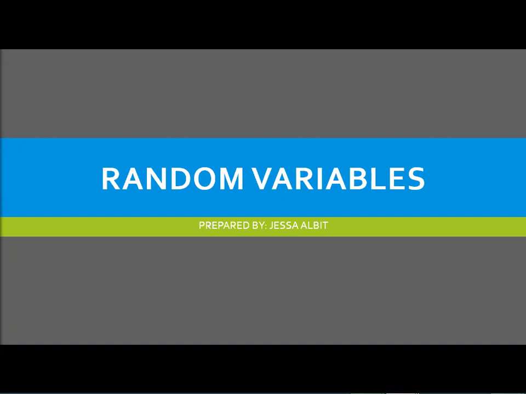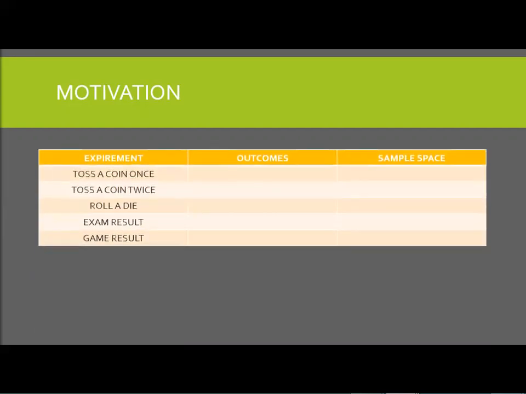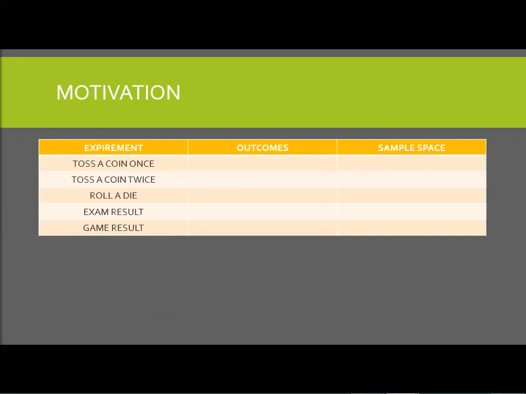Let's have a motivation first before we proceed with a proper lesson. Whenever we talk about random variables, technically it is about identifying the sample space, or the outcomes of an experiment. Say we have the following experiments: tossing a coin once, tossing a coin twice, rolling a die, exam result, and game result. So those are the experiments we will work with. Now, what are the outcomes for those experiments and what are the sample spaces?